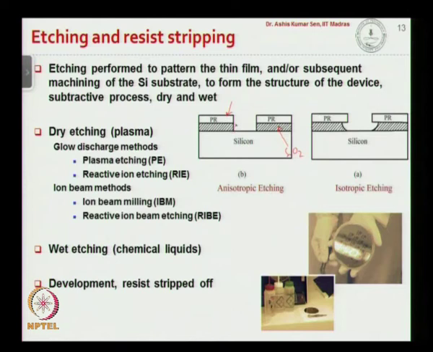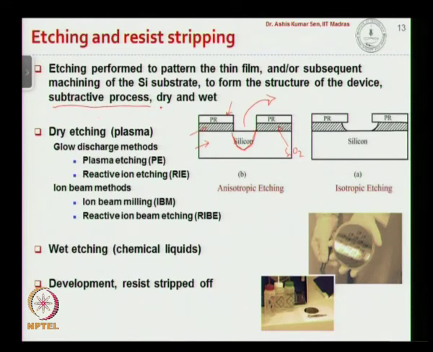Then many times after removing the thin film, we also want to etch the silicon itself. So many times we want to go for a bulk etching of the silicon. So the etching process may involve either etching of this thin film or etching of the bulk of the silicon, to form the structure of the device. So typically etching is a subtractive process, meaning we are removing material, either in terms of the film or the bulk of the material. We are not actually depositing material, so that is the reason it is a subtractive process.